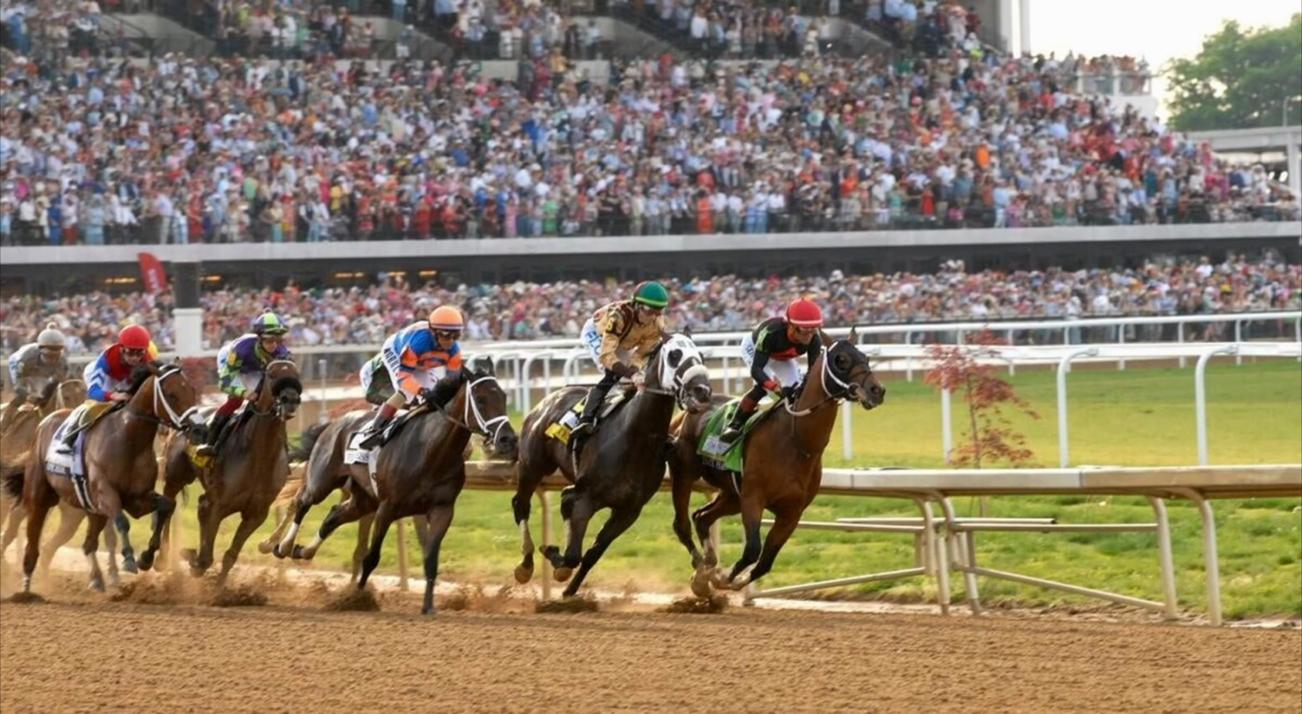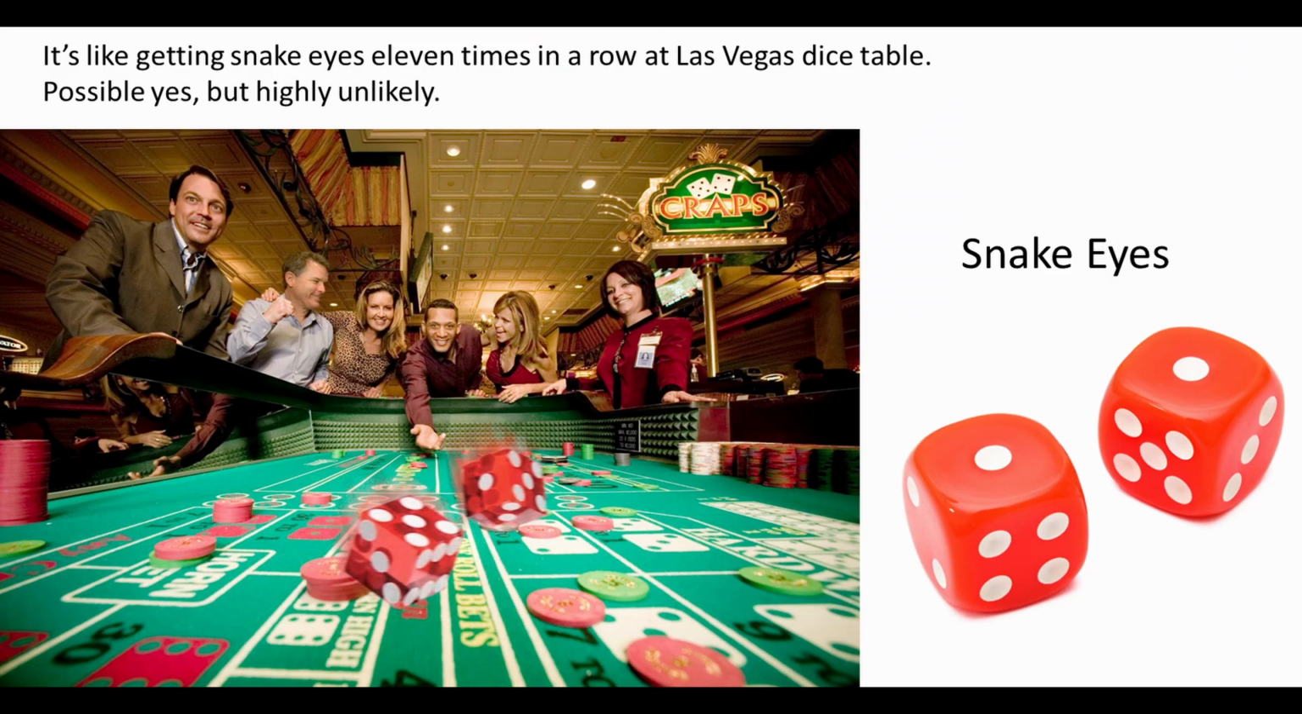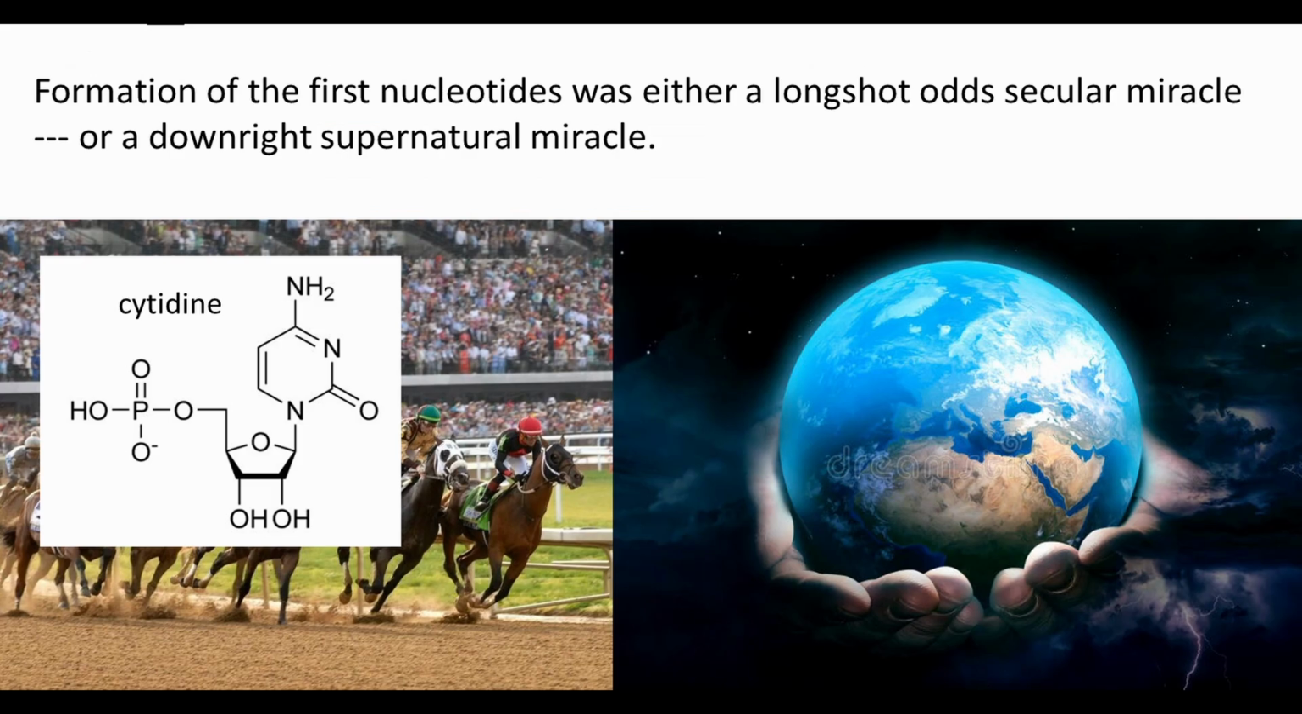Sometimes the long shot horse does win. I can't deny that. It is certainly not predisposed for nucleotides to form. It's like getting snake eyes 11 times in a row at a Las Vegas dice table. Possible, yes, but highly unlikely. Formation of the first nucleotides was either a long-shot odds secular miracle or a downright supernatural miracle.